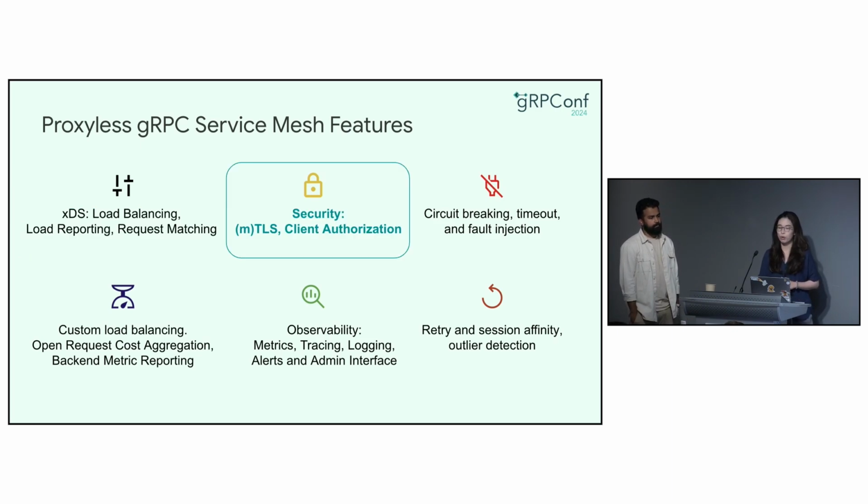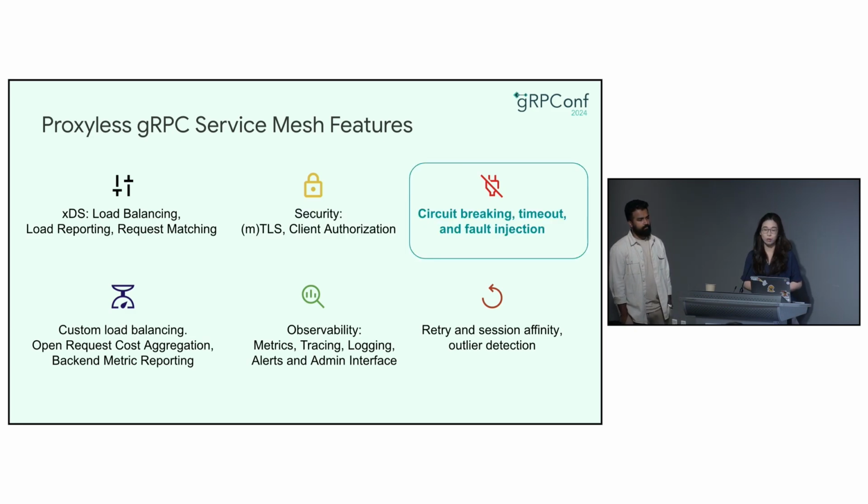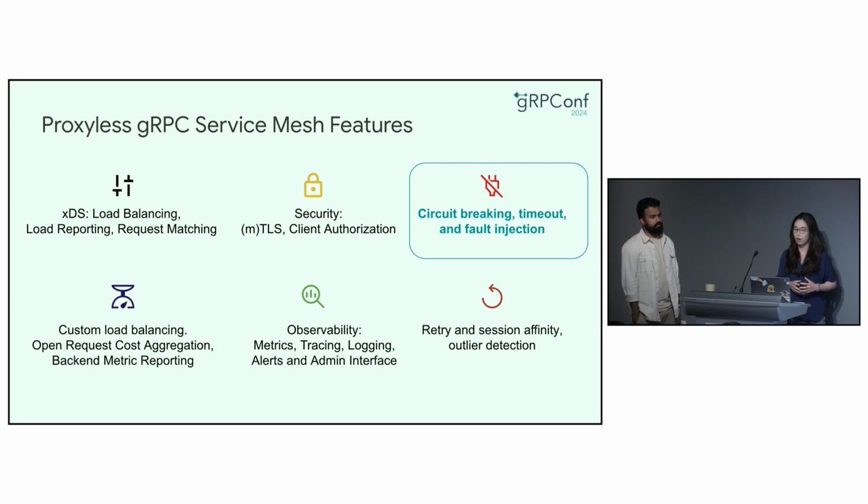gRPC has strong security support. You can certainly manage your access between the workloads by using client authorization and mTLS in GKE. gRPC provides capabilities to improve the reliability, availability, and efficiency of your microservices. Circuit breaking can be used to control the maximum number of simultaneous RPCs, and it helps prevent excessive load. Timeouts allow you to configure time limits for all RPCs within the mesh. Fault injection provides a way to test your microservices in the presence of different types of failures.